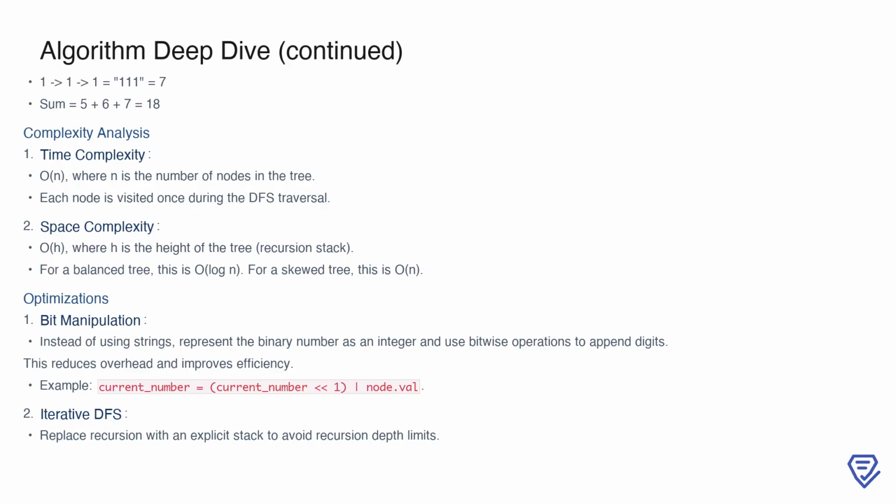To optimize this approach, we can use bit manipulation instead of strings. By representing the binary number as an integer, we can append digits using bitwise operations. For example, shifting the current number left by 1 bit and performing a bitwise OR with the current node's value achieves the same result as string concatenation but with much less overhead. Another optimization is to use an iterative DFS with an explicit stack instead of recursion, which avoids potential issues with recursion depth limits in very deep trees.